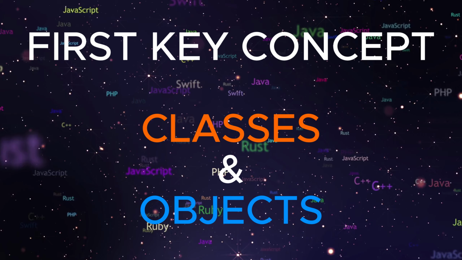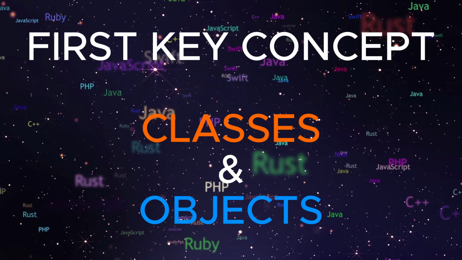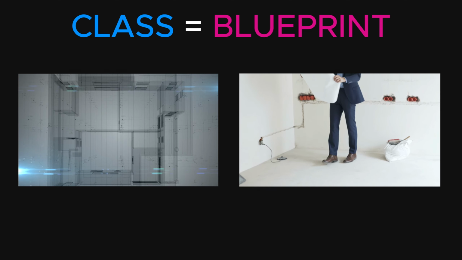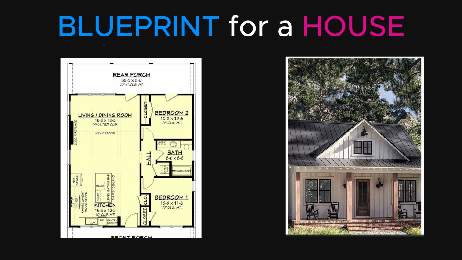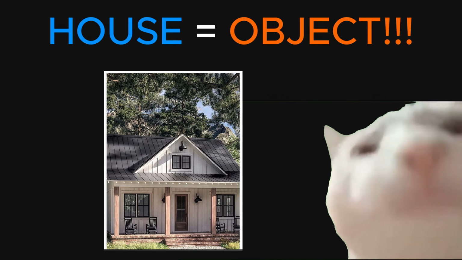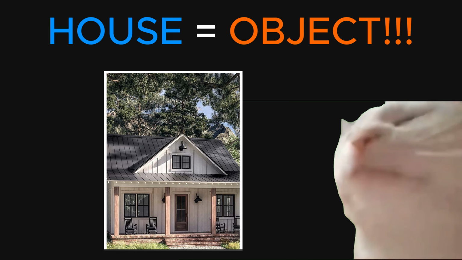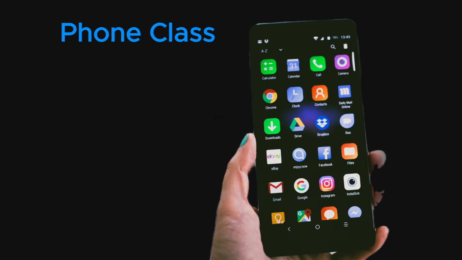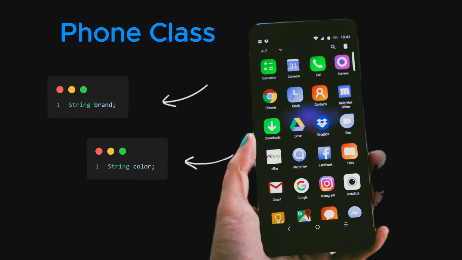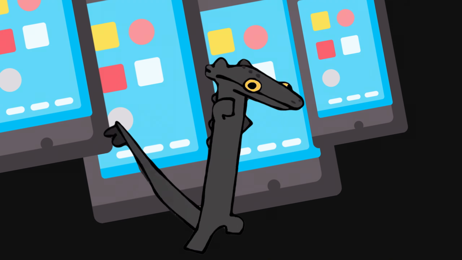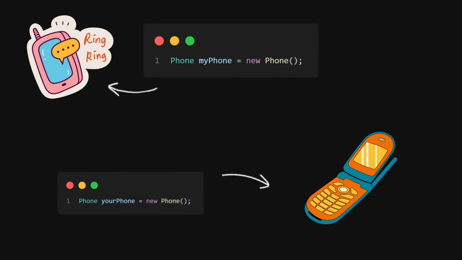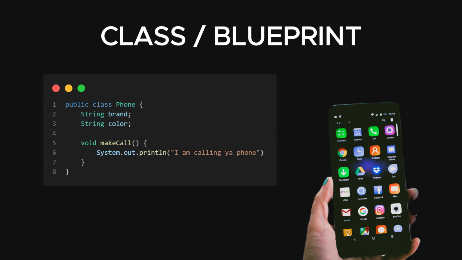Let's look at the first key concept, classes and objects. Think of a class as a blueprint, like a blueprint for a house. The object is the actual house built from that blueprint. For example, a phone class might have brand and color properties, and a make call method. Then you can create multiple objects: my phone, your phone, each following the same blueprint.